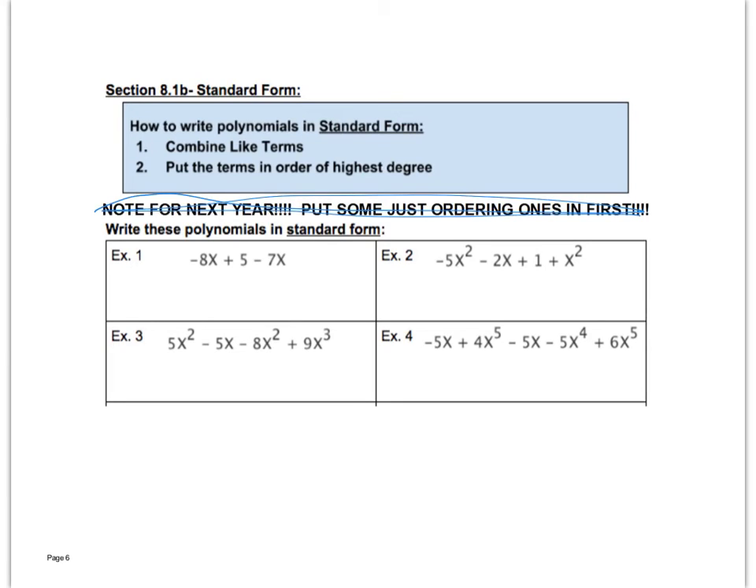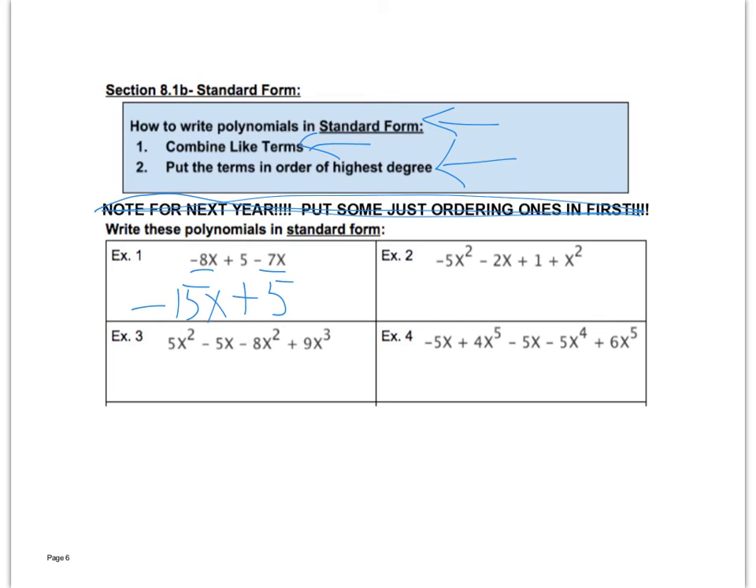We need to rearrange them to be in standard form. First, combine like terms and put the terms in order of highest degree to least highest degree, highest exponent to smallest exponent. So like in this one, we know how to combine these like terms. This is an expression we know how to combine. That's negative 8x minus 7x. That's negative 15x plus 5 after it. So really, even though it looked like a trinomial, it's not. When you combine it together and simplify it, it's a binomial.